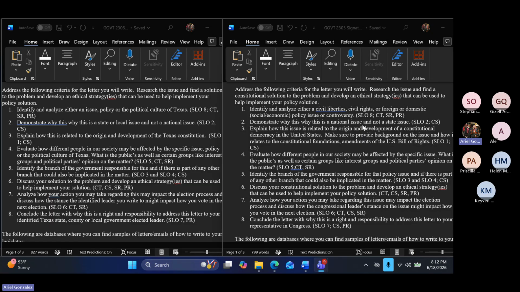So if we're going with the same issue, you would research that issue and demonstrate why this is a state or local issue and not a national issue. And then number two is the opposite, right? Demonstrate why this is a national issue and not a state issue.